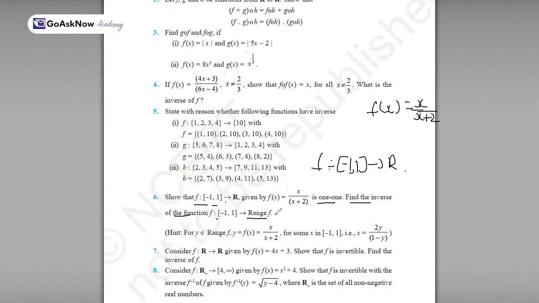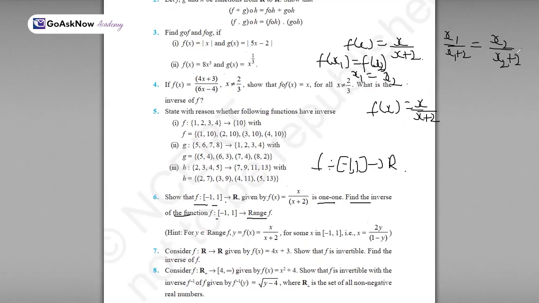So if the function is 1-1, what I have to show: f(x) is given as x by x plus 2. If f(x1) equals f(x2), this implies that x1 is equal to x2. I have to show that if f(x1) equals f(x2), then x1 is equal to x2. So put here x1 by x1 plus 2 equal to x2 by x2 plus 2. I substituted x1 and x2 in f(x).